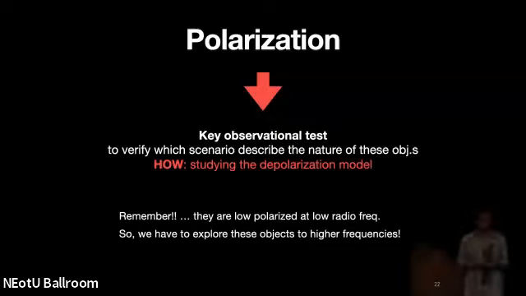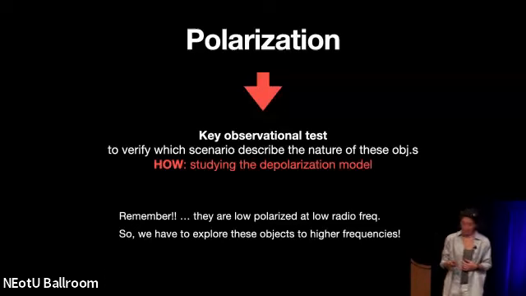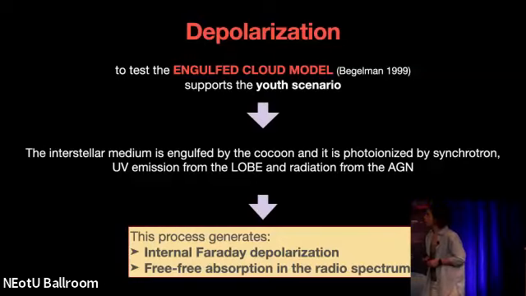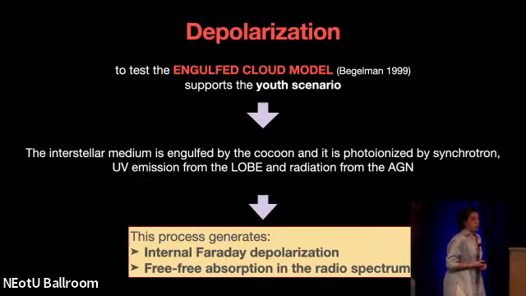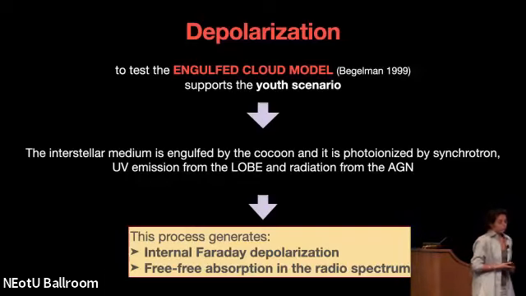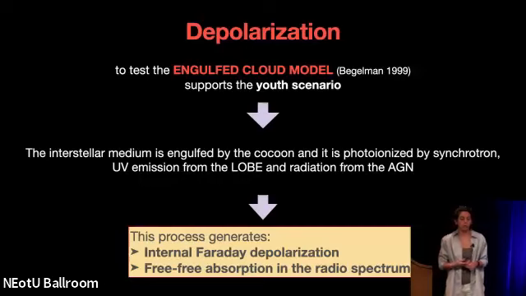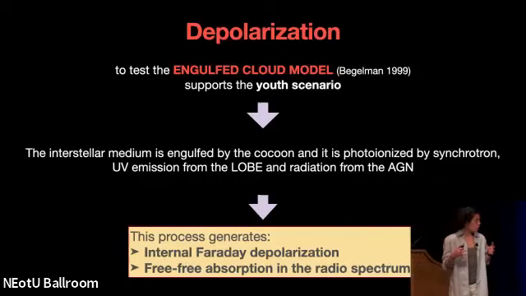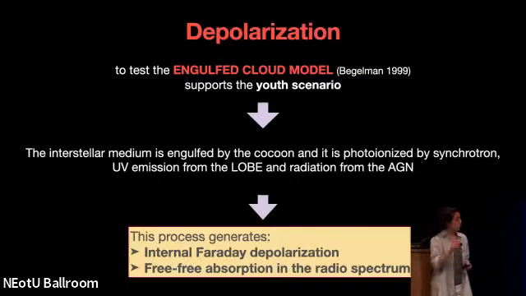And how? Studying the depolarization. Indeed, depolarization could be used to test the engulfed cloud model, which supports the youth scenario. So the engulfed cloud model is a model where the interstellar medium is engulfed by a cocoon and is photoionized by synchrotron UV emission from the lobe of the young AGN. So this process generates internal Faraday depolarization, and could also be useful to see the free-free absorption in the radio spectrum.